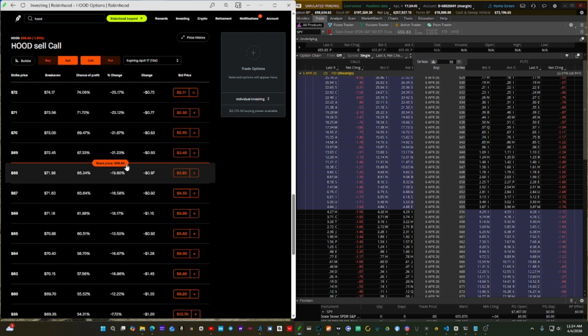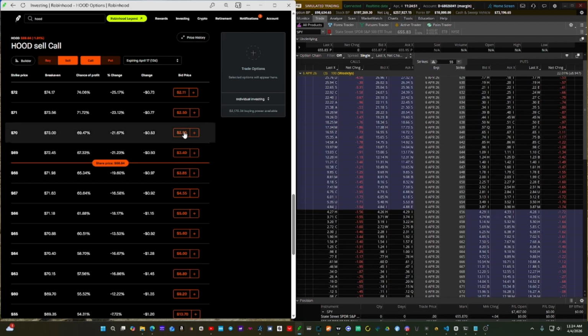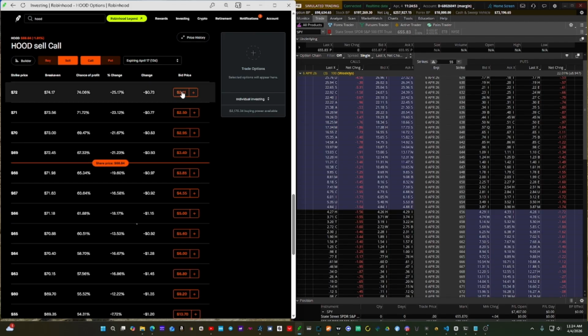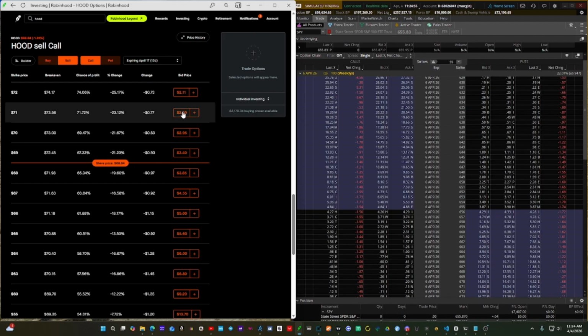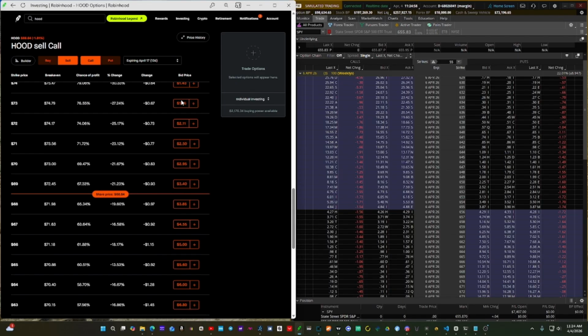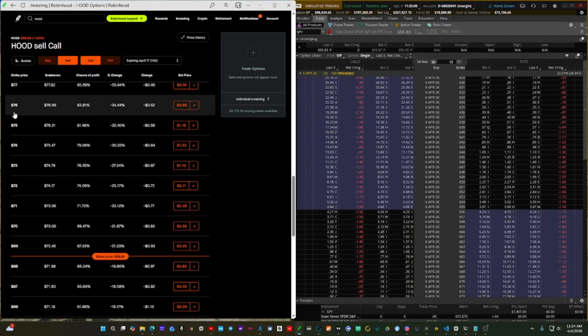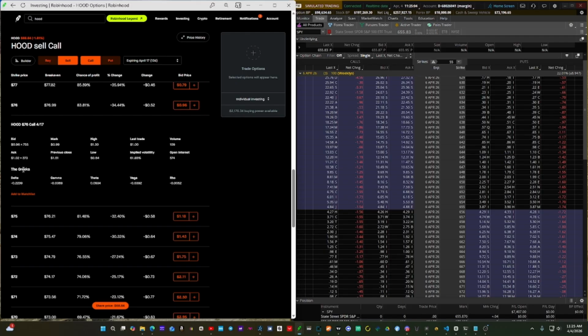Here we see the current price of the underlying asset. And then on the right, you're going to see the premiums. This is how much credit you're looking to get. Now, if you were buying, this would be a purchase, but seeing that we're selling, this is the credit. On the left, these are the strike prices that correspond to that.